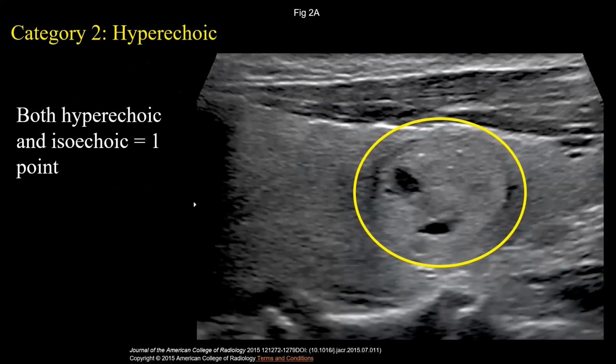So this is an echogenic or hyperechoic nodule as compared to the adjacent thyroid tissue. For both hyperechoic and isoechoic, so this image is just of a hyperechoic one, but for isoechoic lesions, you're going to be giving it 1 point. Isoechoic is going to look like the same echogenicity as the adjacent thyroid tissue.